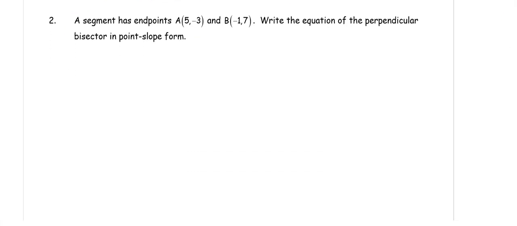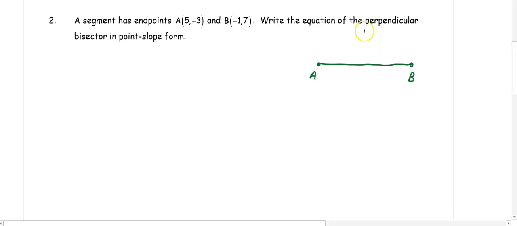Number 2, a segment has endpoints A and B. Write the equation of the perpendicular bisector. In this case, we only have a line with 2 points, A and B, and we have a perpendicular bisector that passes through AB. So with the information given from AB, we need to first find the midpoint of AB.